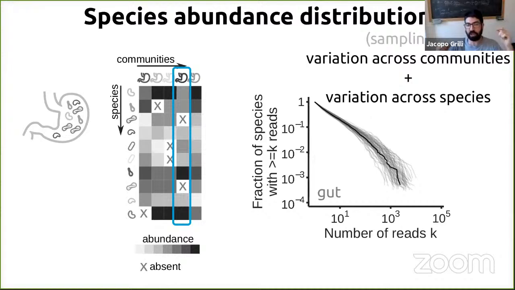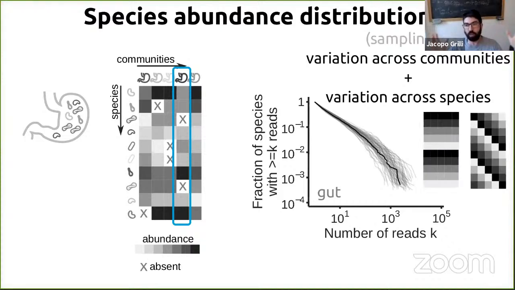One is the variation of abundance of a species across communities, and the other one is the variation of abundance across species. So to make a cartoon example, we could have these two different patterns, two extreme patterns. On the left, one case where species always have the same abundance across communities, but they just differ between species, versus a case where species abundance is identically distributed across species, but they vary across communities. They will produce exactly the same species abundance distribution.